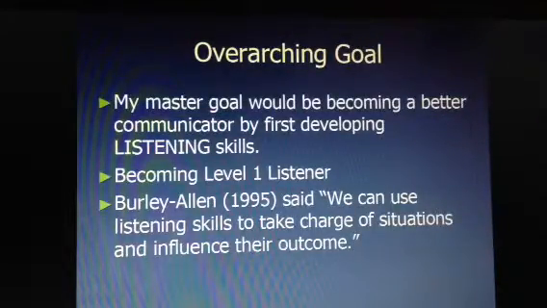My overarching goal. My master goal would be becoming a better communicator by first developing listening skills, becoming a level 1 listener. I tend to be more of a level 2 listener, which is hearing words but not really listening. What I would like to become is a level 1 listener, which is a person that listens and refrains from judging the talker and places themselves in the other person's position, attempting to see things from his or her point of view. Berkeley and Allen said, we can use listening skills to take charge of situations and influence their outcome.